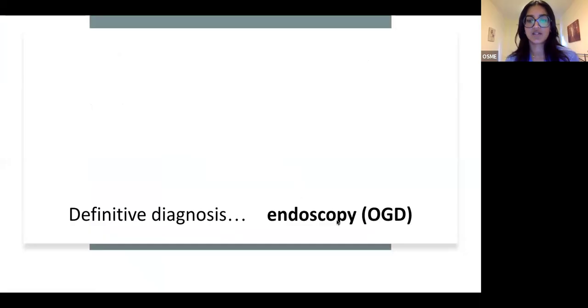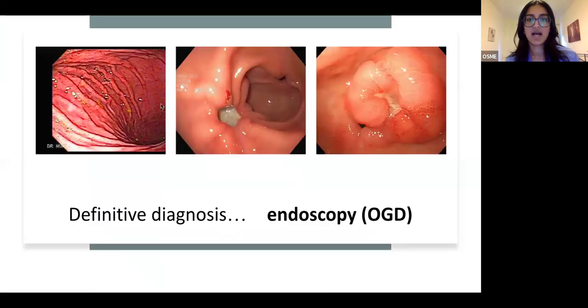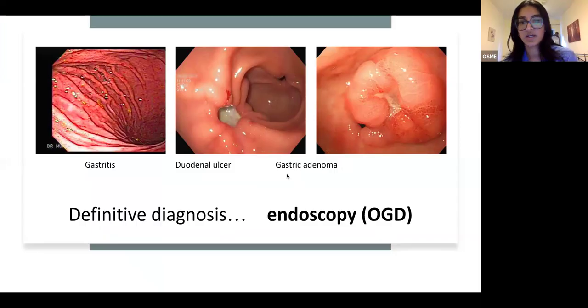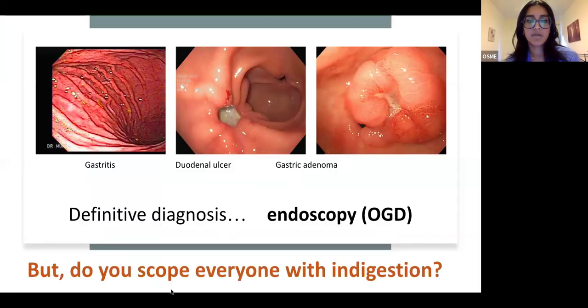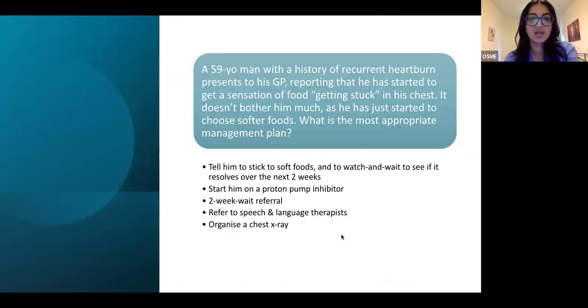This is the definitive diagnosis, endoscopy, and these are findings you might see upon doing that. So this is gastritis, that is an ulcer, so you can see the denuded area in the mucosa, and this is an adenoma, which you can see here. But we can't scope everyone with indigestion, so it's really important that we have clear-cut criteria to determine who we actually put a scope in.